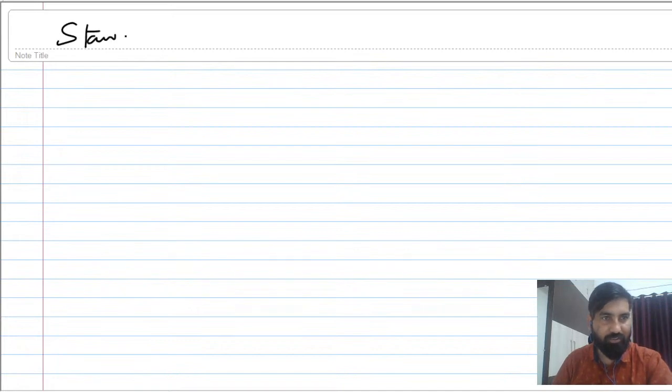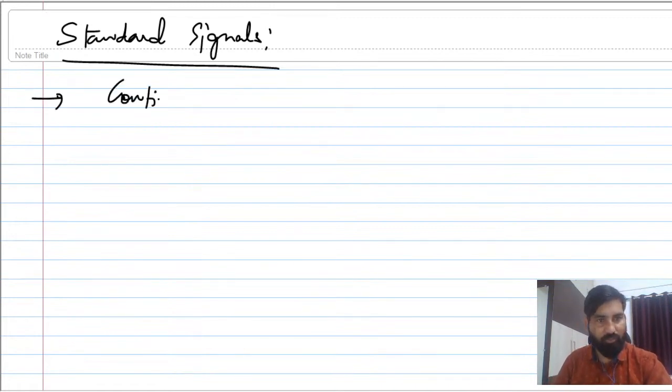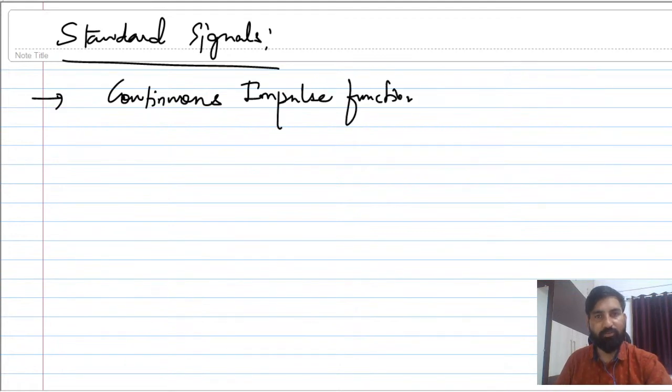So in this session, what I'm supposed to do here is I will be talking about some standard signals again, right? Standard signals. So the very important function which I'm going to talk about is the continuous impulse function.